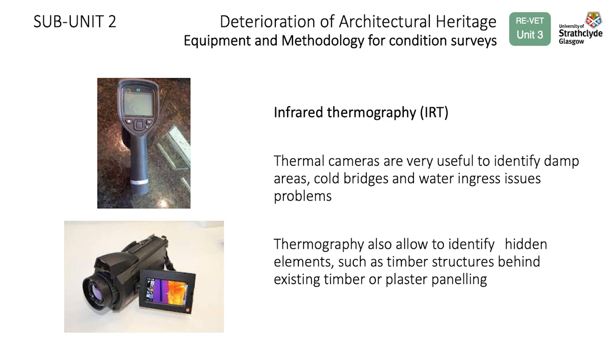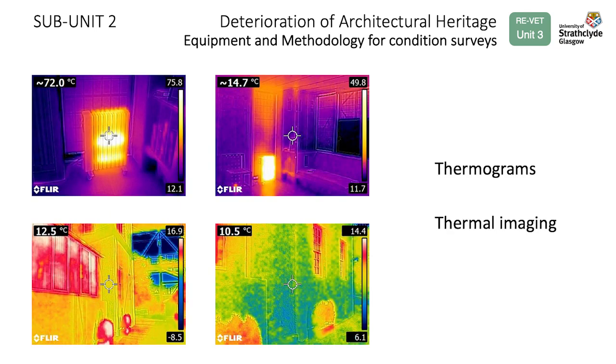Infrared thermography, IRT, using thermal cameras is very useful to identify damp areas, cold bridges and water ingress issues. They detect infrared radiation emitted by objects. The warmer the object is, the more infrared radiation it emits. Thermography also allows us to identify hidden elements such as timber structures behind existing timber or plaster paneling. The thermal image captured by thermal cameras is called a thermogram.